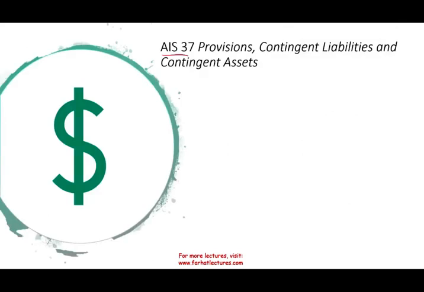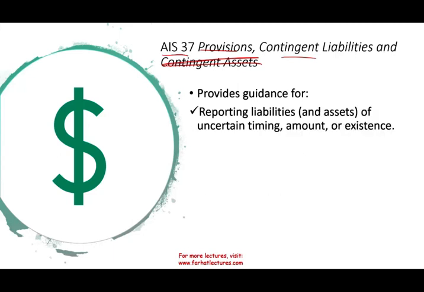IAS 37, which is provisions, contingent liabilities, and contingent assets. In this session, I will not cover contingent assets. I'm going to break this IAS 37 into two parts. I will cover that in the next session. But what does it do? What's the purpose of IAS 37? It provides guidance for reporting liabilities and assets of uncertain timing, amount, or existence.